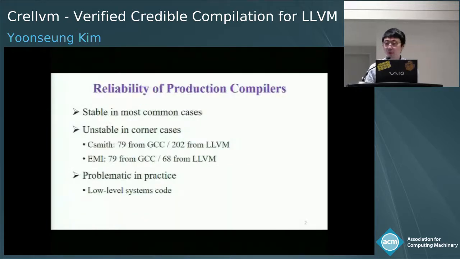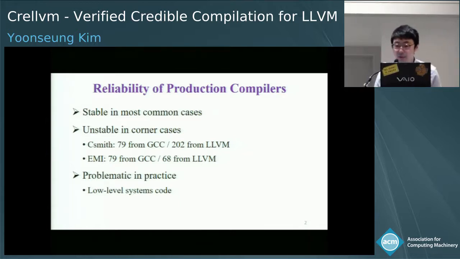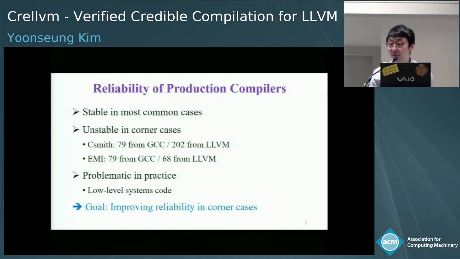Let me first talk about reliability problems with production compilers. As you can imagine, production compilers like GCC and LLVM are very stable in most common cases because they are heavily tested. However, they are not so stable in corner cases. For example, random testing tools CSmith and EMI found hundreds of bugs. Indeed, these corner case bugs matter because they sometimes cause real miscompilations in practice, in particular for low-level systems code. So, it is important to improve reliability of compilers even in corner cases.